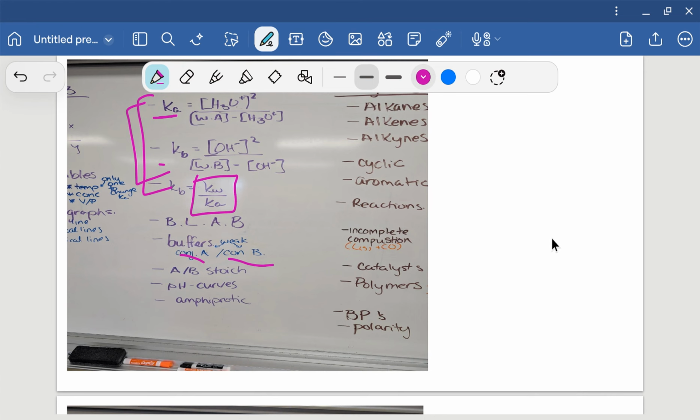Here, we're not looking at Bronsted-Lowry. You are literally looking at a neutralization reaction. Don't change anything. Do your stoichiometry how you would have in the past. You want to know your pH curves.